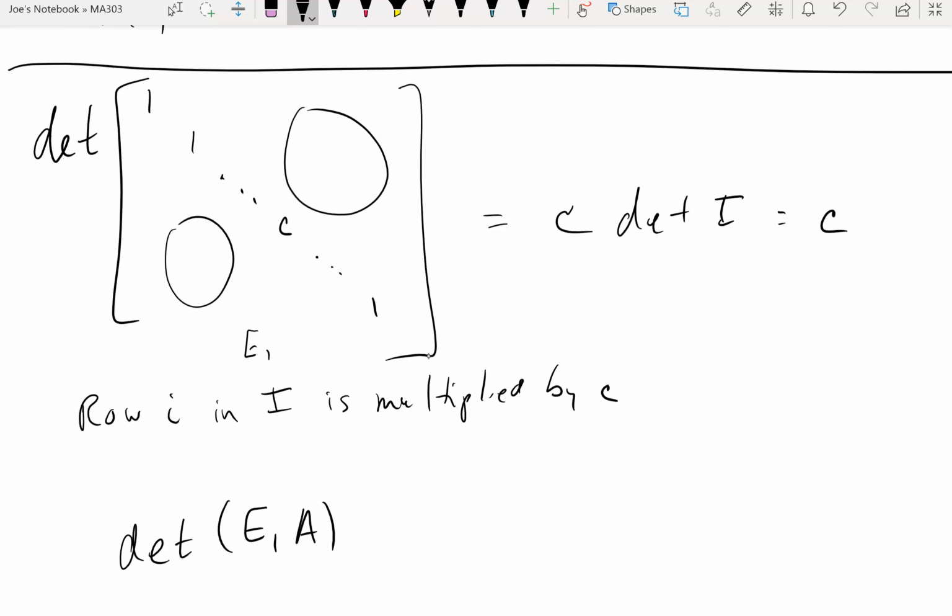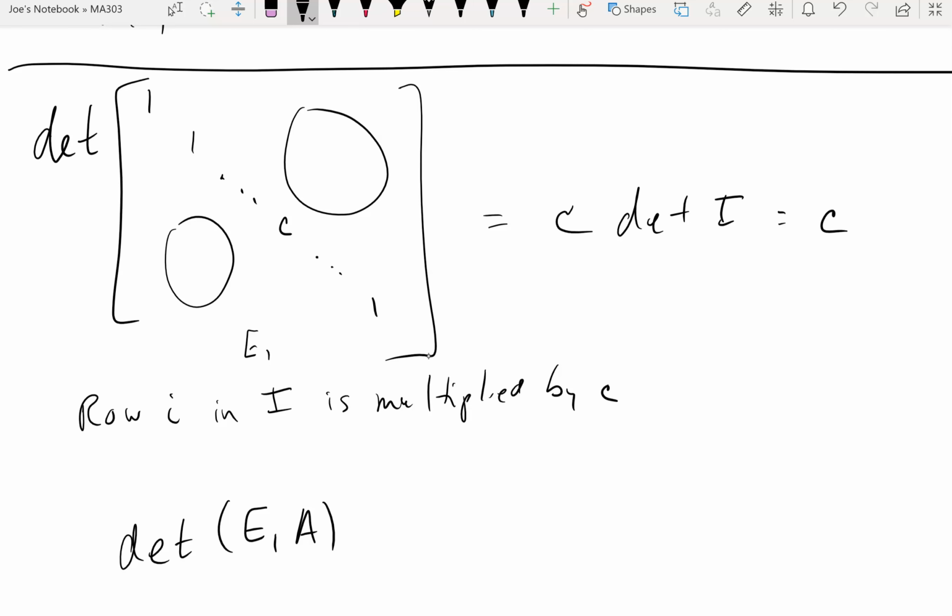What is this? When we take the elementary matrix and multiply it by the matrix over here, what does that do? What's the result? Row I of A is multiplied by C, right? So when I do this, all I've done is change row I by a factor of C.